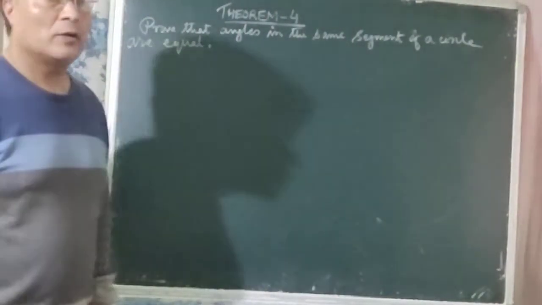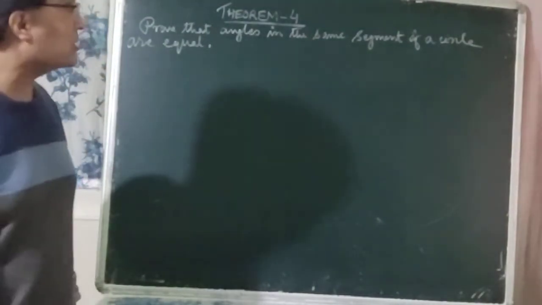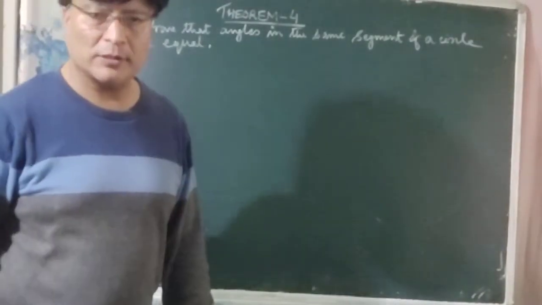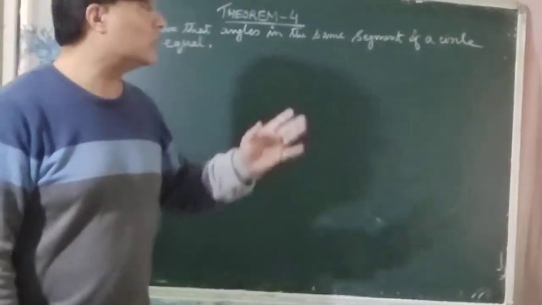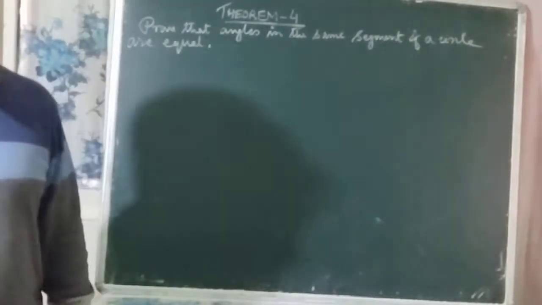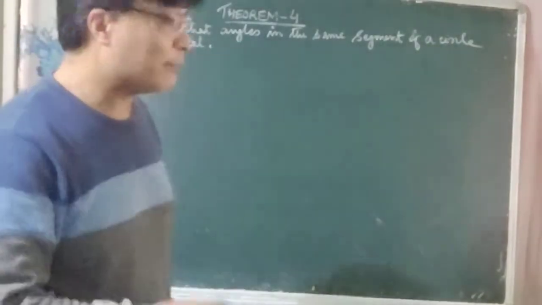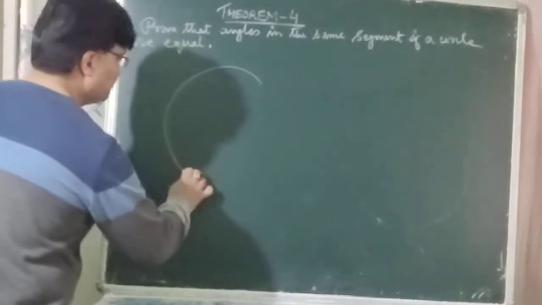So now we'll do theorem number 4. You have to prove that angles in the same segment of a circle are equal. Before we prove this theorem, let us try to know the meaning of same segment of a circle. What do you mean by segment of a circle? Suppose you draw a circle.